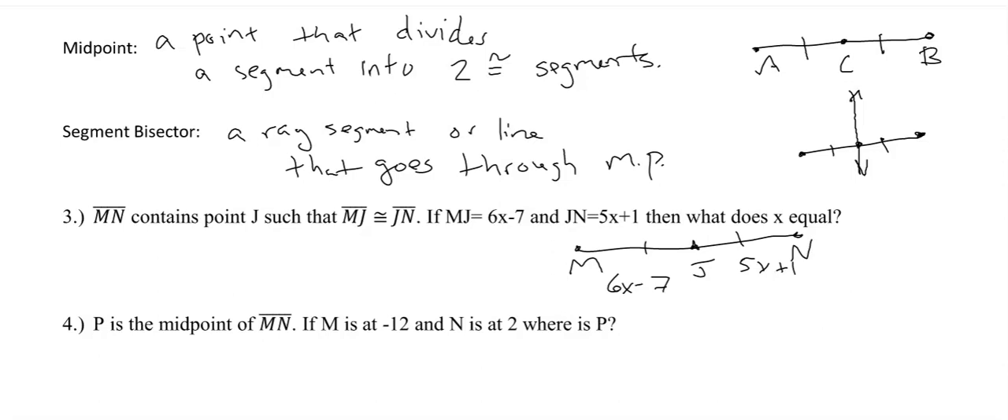What do we know? That thing is congruent to that. When things are congruent, you can set them equal to one another. So that means that 6x minus 7 must equal 5x plus 1. Minus 5x gives me x minus 7 equals 8. Does it just ask for x? Sure does. So that means we don't have to substitute it back in.